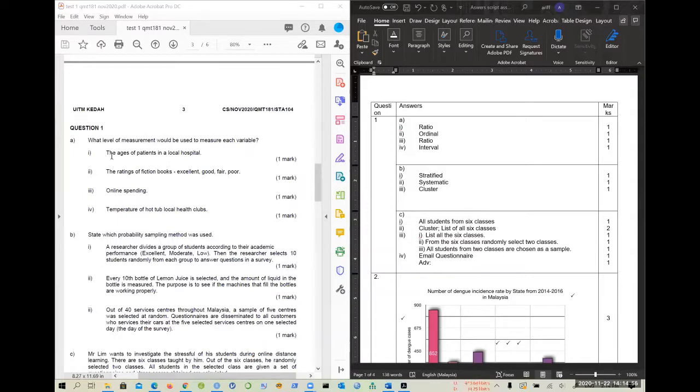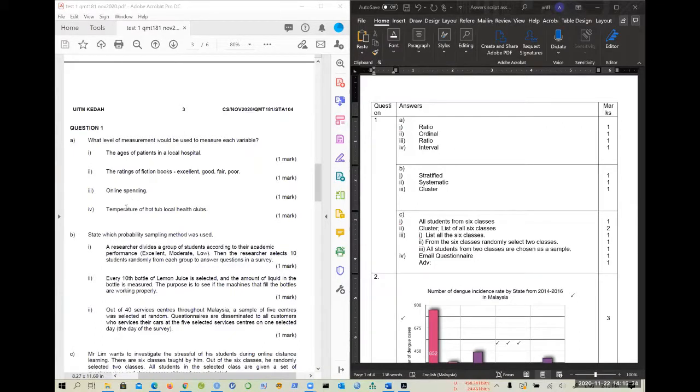Here we have the ages of patients in a local hospital. This is numerical, so it can only be either interval or ratio. If your age is 0, that means there is no human being, so age will be ratio. And then rating: the word rating tells you that it's going to be a ranking, such as excellent, good, fair, and poor. So this will be ordinal.